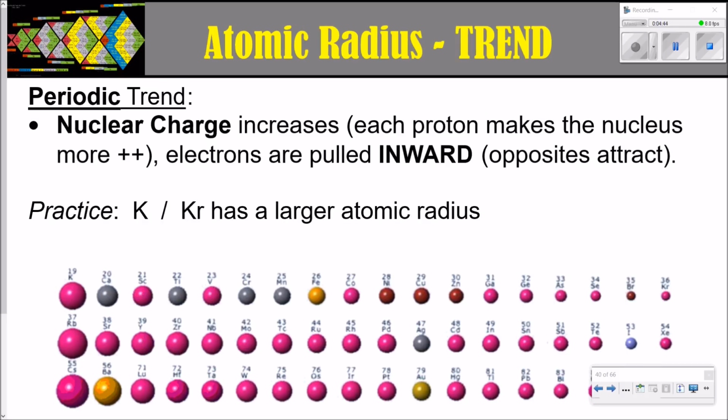To continue on this periodic trend, remember, like I just said, nuclear charge is going to increase as you move across, because every proton you add makes the nucleus more positive, and that's going to pull the electrons inward.